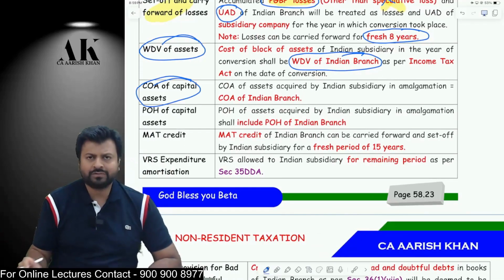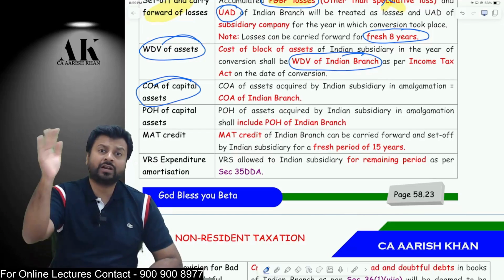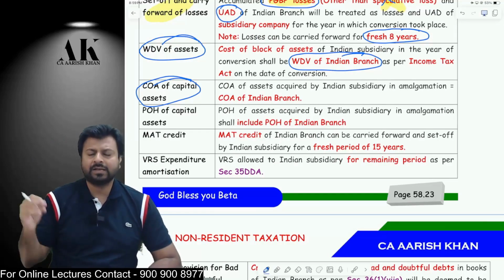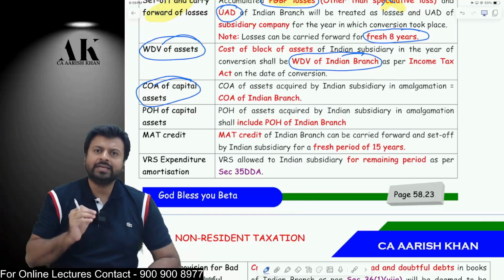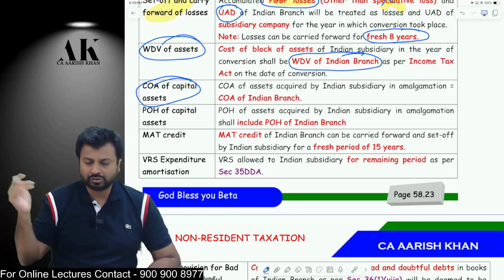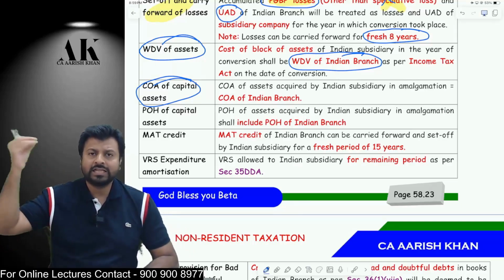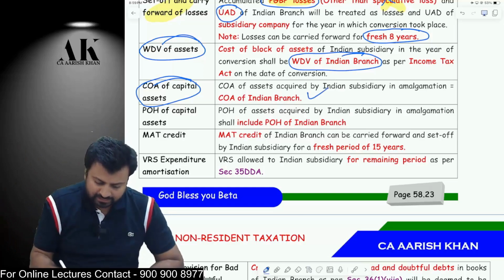Sir, what will be the cost of acquisition of the capital assets if later on the Indian company wants to transfer some assets? Suppose if there is any land coming from the Indian branch, what will be the cost in the hands of the Indian company? The cost will be the cost to the Indian branch only. So whatever is the cost to the Indian branch, that will become the cost in the hands of the Indian company. This is what it is given.